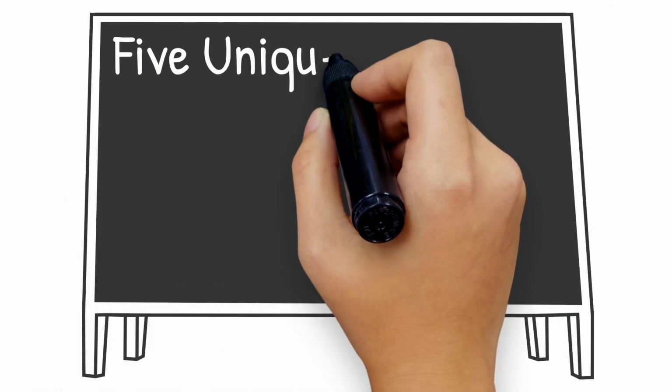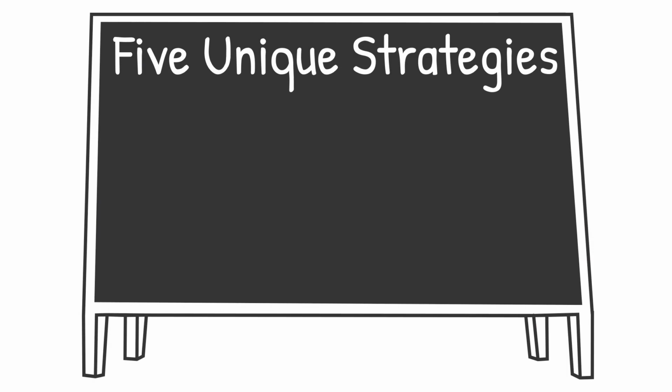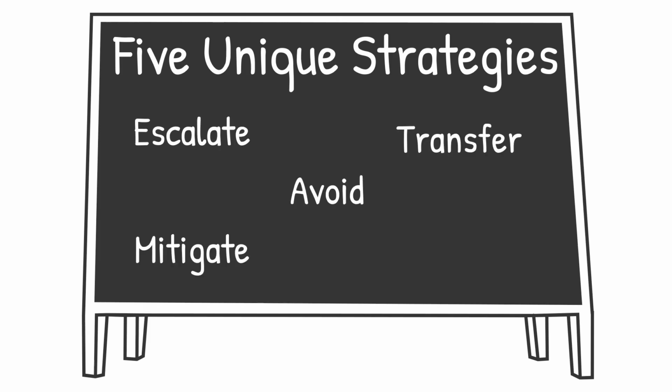John and his team had utilized 5 unique strategies to develop a wide range of potential risk response options. Each of the 5 strategies, escalate, avoid, transfer, mitigate, and accept, provided a different method by which to deal with the threat each individual risk brought.